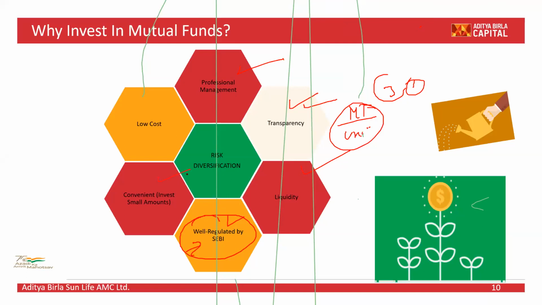Similarly, you can invest in small amounts. You can start as low as 500 rupees. It is not that you need to have a lakh of rupees to invest. You can even start with smaller amounts. You can invest on a regular basis too, every month 500 rupees. That is called SIP, systematic investment plan. And the cost, as I mentioned, is very low because the cost of the fund manager is distributed across the fund.